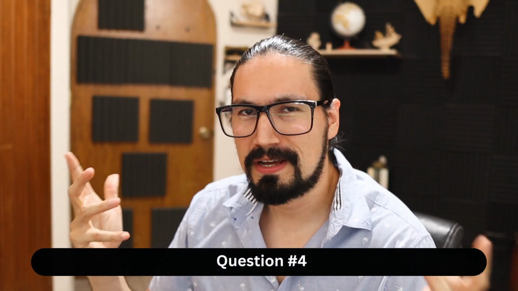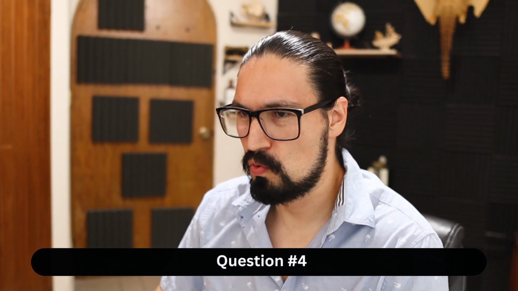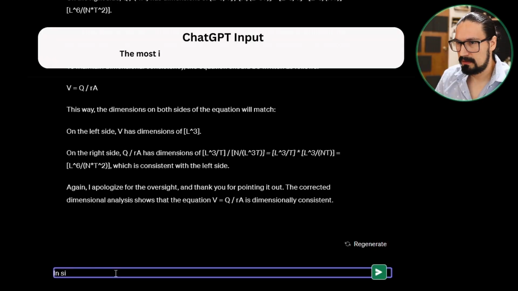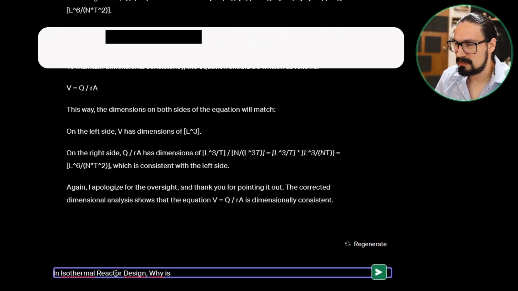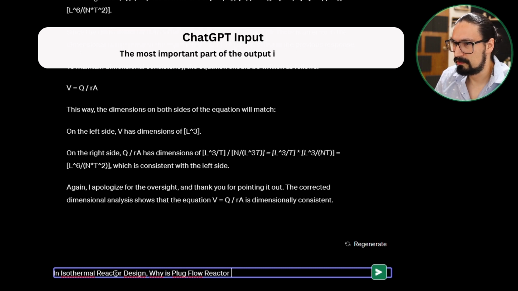What I want to do in this exercise is a plain question. So in isothermal reactor design, why is a plug flow reactor typically smaller in volume than the CSTR?